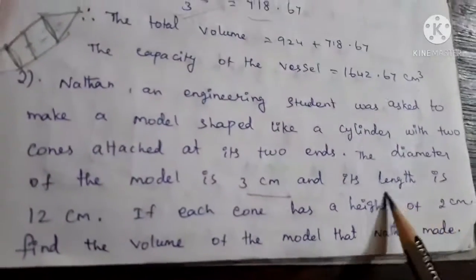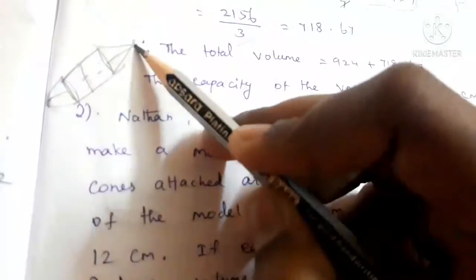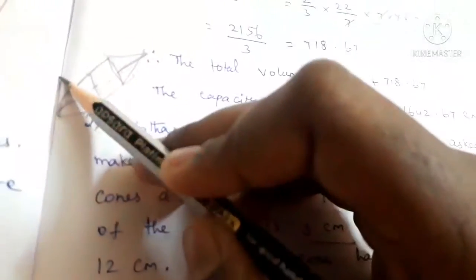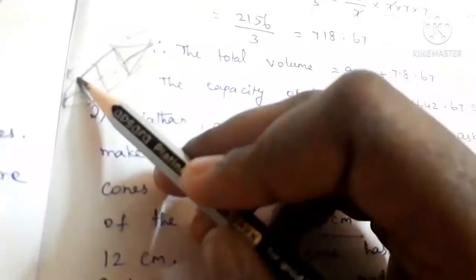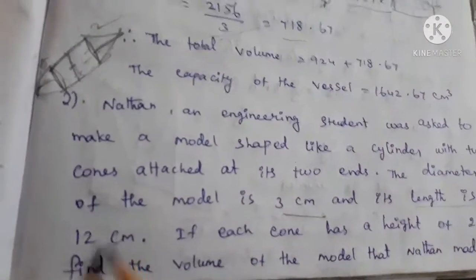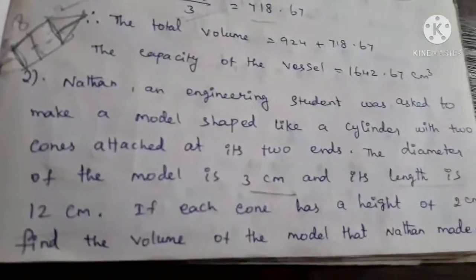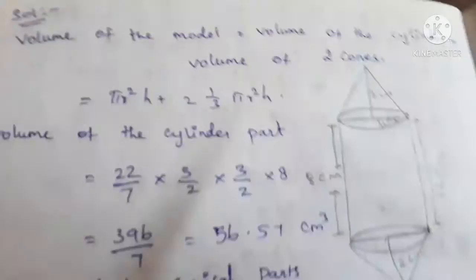What is the height? The length of that solid means 12 centimeter. And also the cone's height is given, which is 2 and 2. So how can you find the height of the cylinder? By subtracting 2 and 2, that is 4, from 12. If you subtract 4 from 12, you will get 8. So the height of the cylinder is 8. Now we have to find the volume.